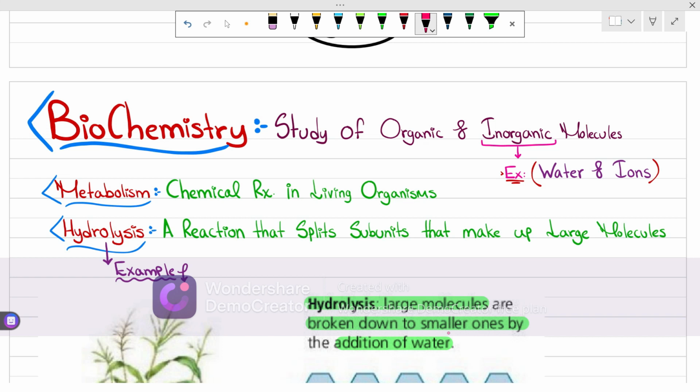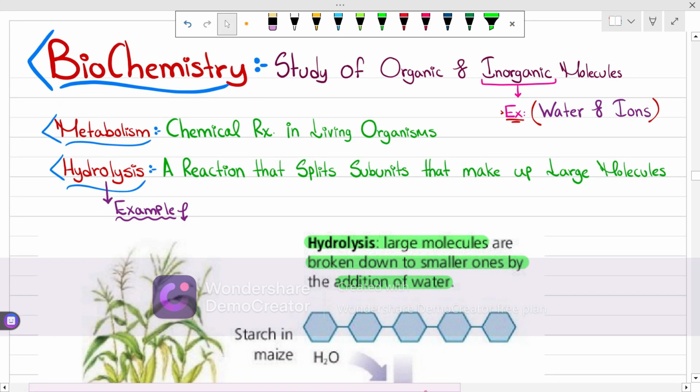Now we are going to enter the next part of this chapter, which is biochemistry. It's not really biochemistry, it's just an introduction to biochemical food tests. But before we jump to biochemical food tests, we just need to understand the definition of biochemistry and some related facts. Biochemistry is the study of organic and inorganic molecules, inorganic like water and ions, organic as we took above. Metabolism are chemical reactions in living organisms. This is the simplest definition for this chapter. We're going to study metabolism in detail in chapter 7.